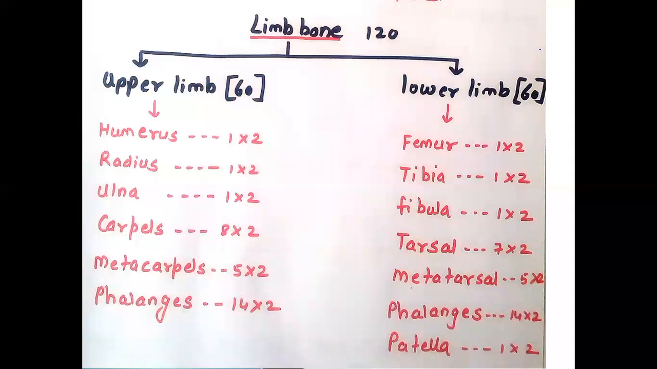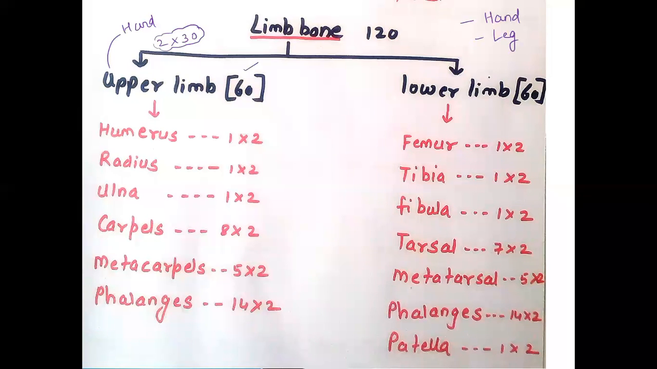We are talking about the limb bone. Now, when I talk about limb bone, basically we have two important parts here. One is called the hand, and another one is called the leg. So the hand is basically the upper limb. We have two hands. In each hand there are 30 bones. So total 2 into 30 is nothing but 60 bones.